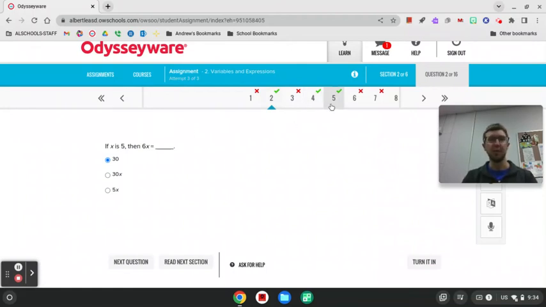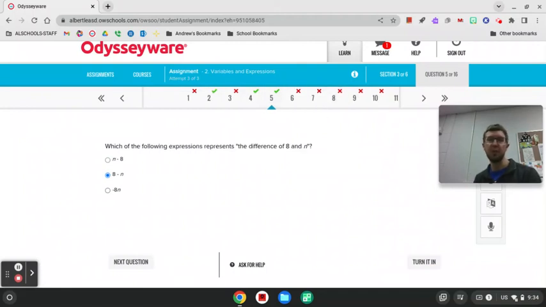Some questions wouldn't, like if I chose this one, which of the following expressions represents the difference of 8 and n? There's really no work to show here. It's just 8 minus n. That's the answer. And that happens. Some problems don't have work to show, and that's okay.